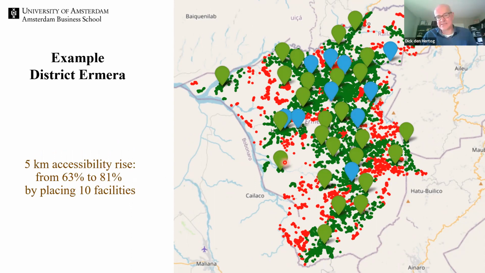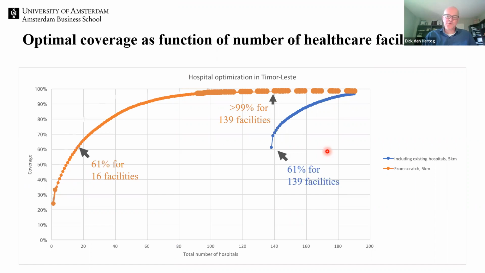But of course, it's not good to do that for each district separately, so we did it for the full country. And this is then also an important curve. The existing facilities were in total 139 facilities, and so we added 1 facility, 2, 3, 4, 5, and so on, and then optimized. And here you see in fact the coverage, the percentage of people that can be covered.